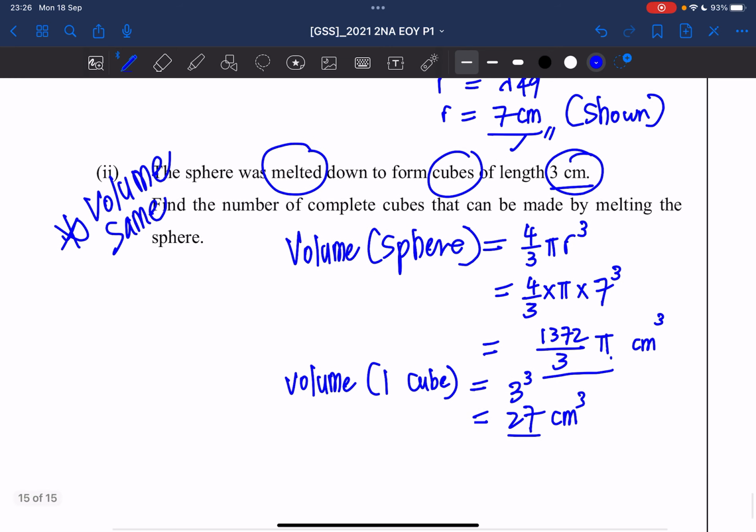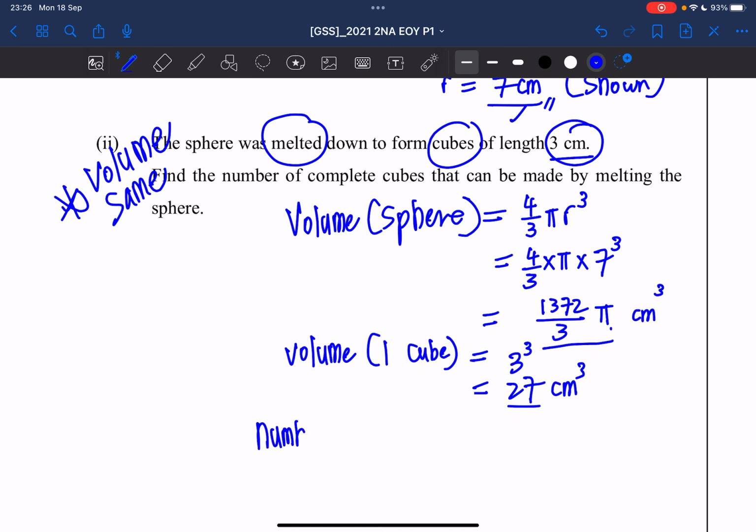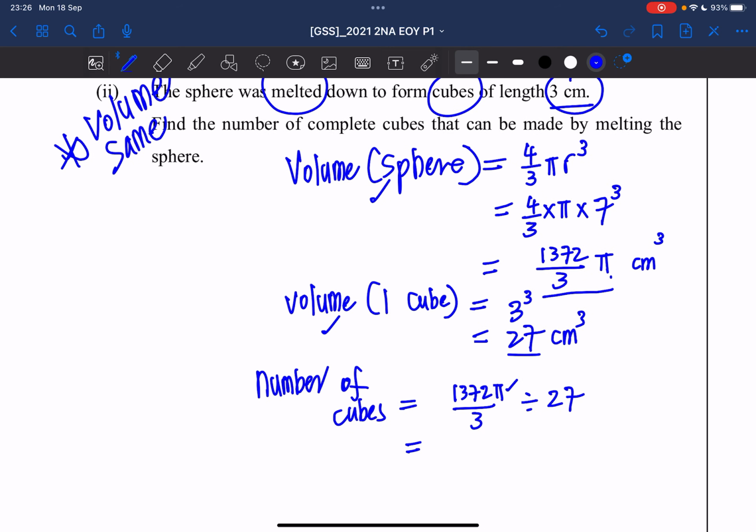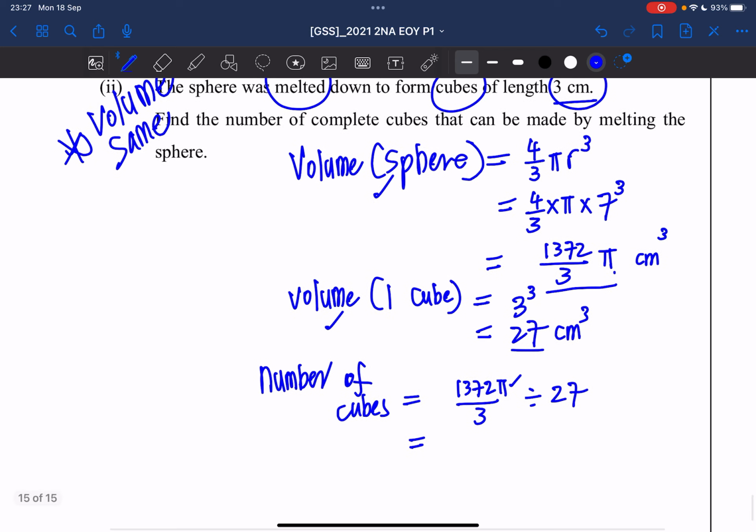So what happens now is we want to know the number of cubes that can be made by the process. So we take the volume of sphere divided by volume of 1 cube. So 1372 pi over 3 divided by 27. So this time around, we need to key in the value of pi in your calculator. So 1372 divided by 3 times your pi divided by 27. So your answer is a decimal, 2131.